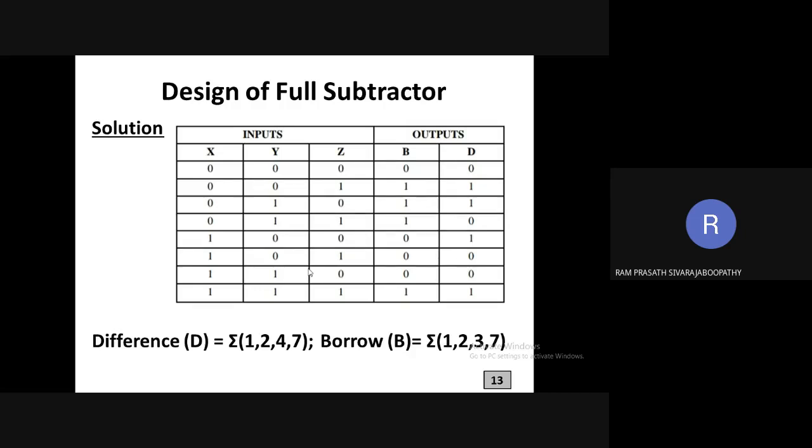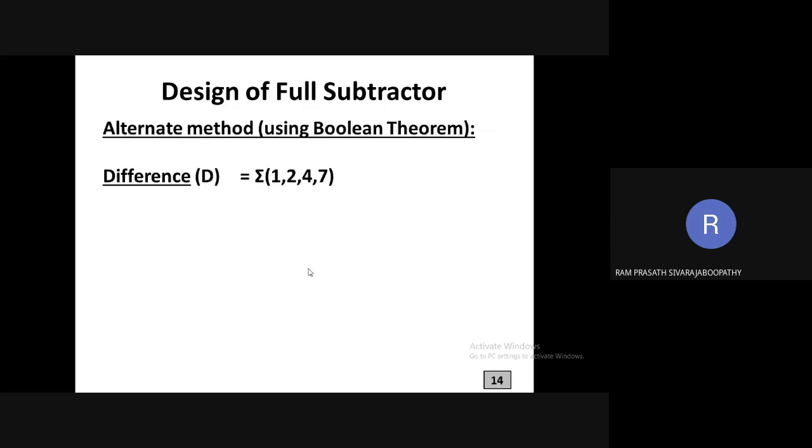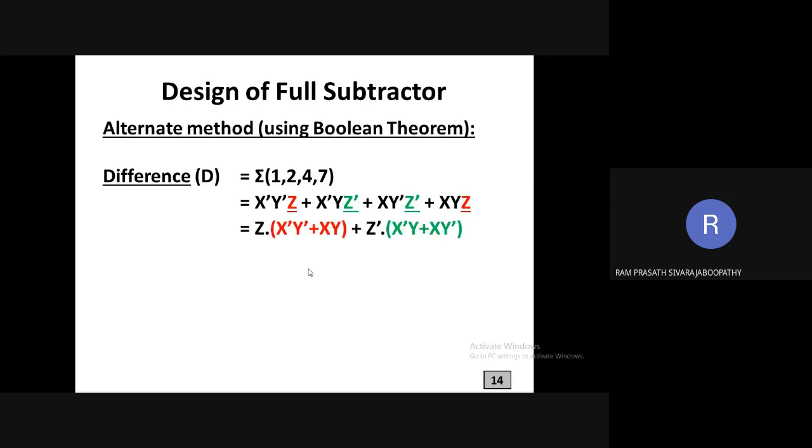Okay, how the truth table came about, we have explained a lot in the previous session. In this session we are going with the expression. Okay, so for difference 1, 2, 4, 7, it is written like this. So in the first term and last term, we can take z common, in the second and third we can take z bar common, then x bar y bar plus xy becomes x nor of y, then x bar y plus xy bar becomes x xor of y. It will be like this.